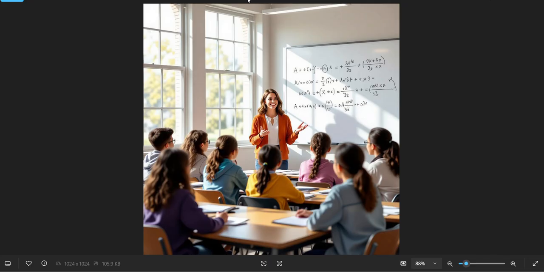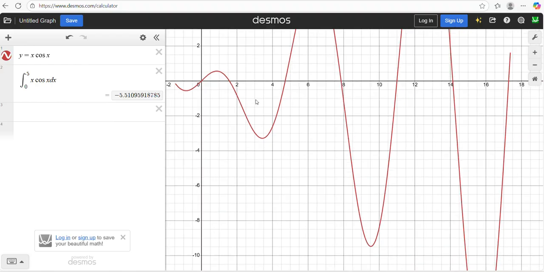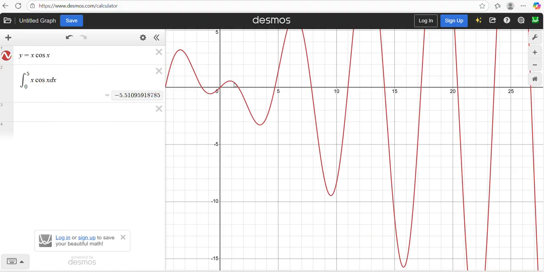Today's lesson will be on math, specifically a calculus lesson about how to use integration by parts to solve for an indefinite integral. So, first of all, let's look at something I put up on Desmos. If we have the function y equals x cosine of x, that's this red curve here. If we zoom out a little bit, you can see it's a sine wave that's multiplied by x. It's getting larger and larger as x gets larger and larger. We could find the definite integral using Desmos very simply. Using this integral here from 0 to 5, we can get a value of negative 5.51.